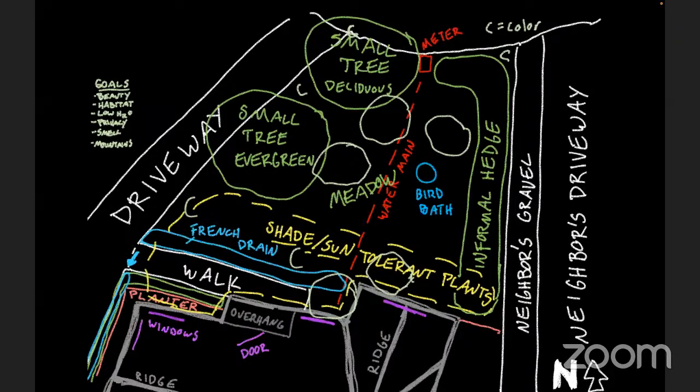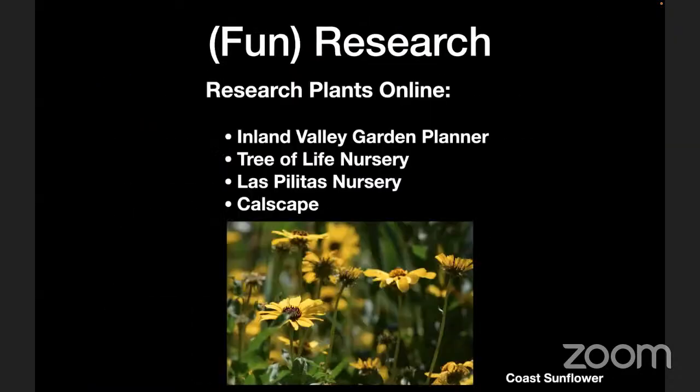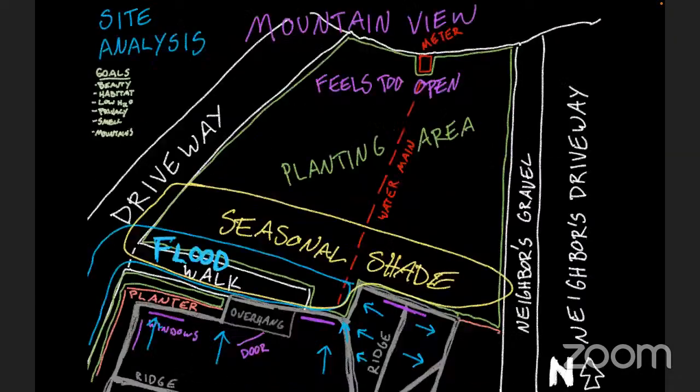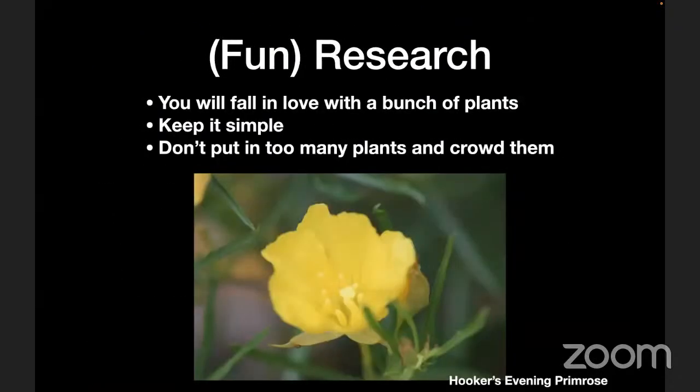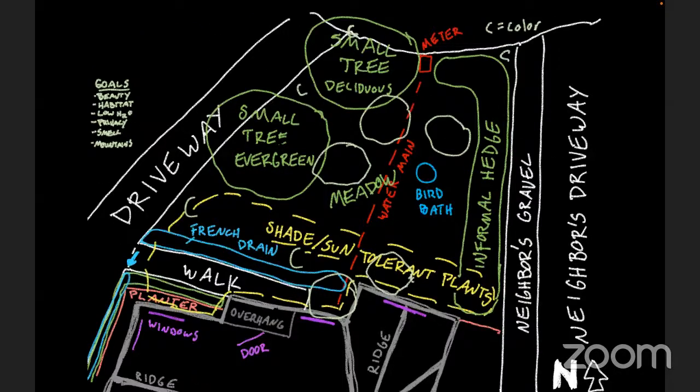And so where I'll go from that is not even necessarily choosing each plant first, but kind of feeling out the structure of the garden. So from that site assessment, oftentimes I'll do that with tracing paper. I'll put a layer of tracing paper on top of it. So that reminds me, mountain view, feels too open, where I need to close it down, seasonal shade, all of that. And I'll start to think, okay, what does that mean?